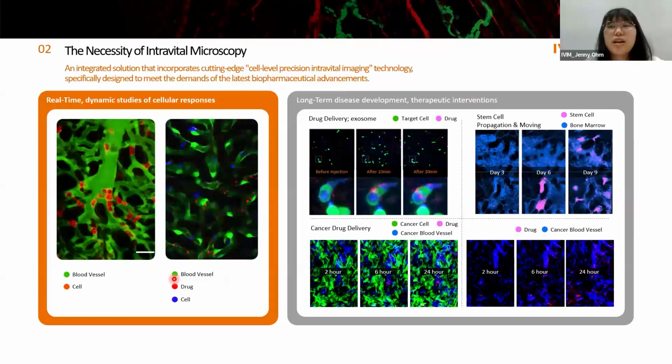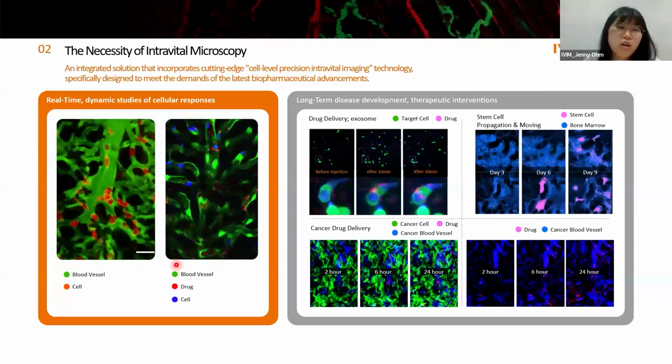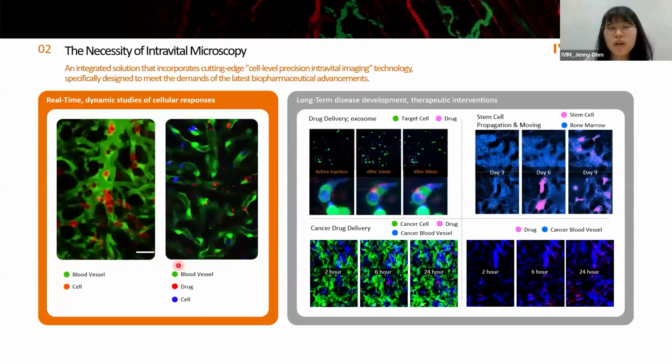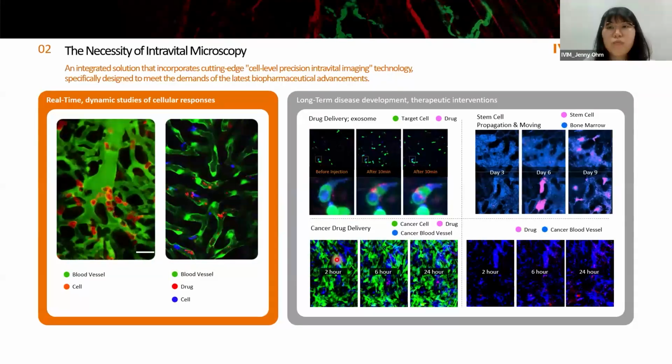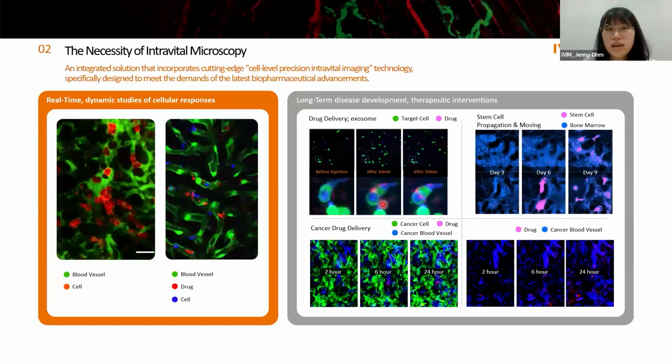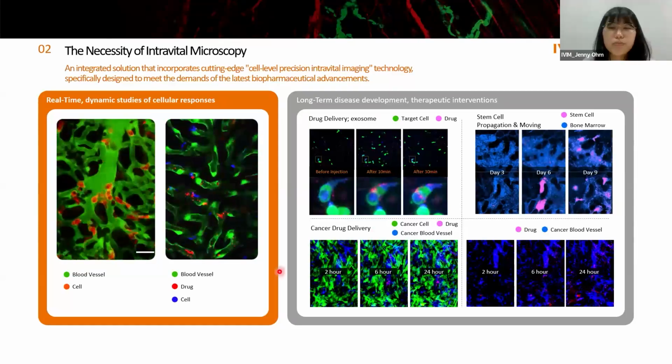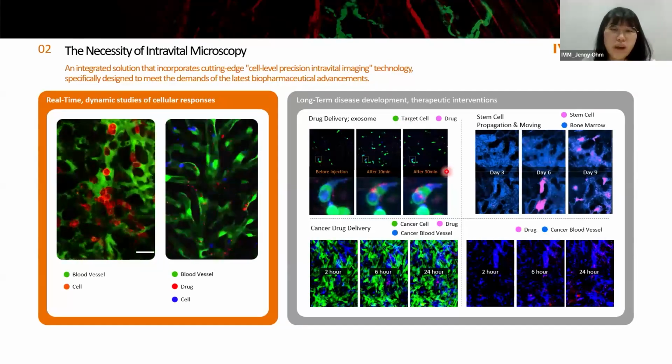To better understand how the body of a living animal, such as a mouse, works, it's important to look at what's happening inside, as mentioned before, right down to the cellular level, especially in areas like immune response, cancer, and drug delivery. Intravital microscopy allows researchers to observe those changes in real time while they're happening.